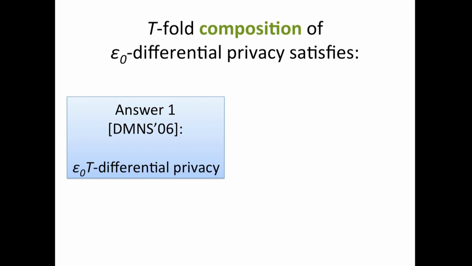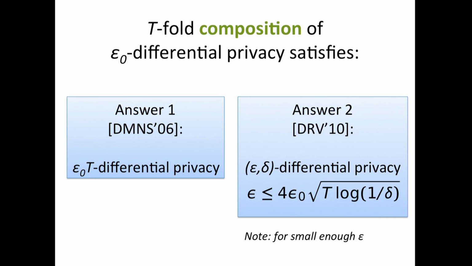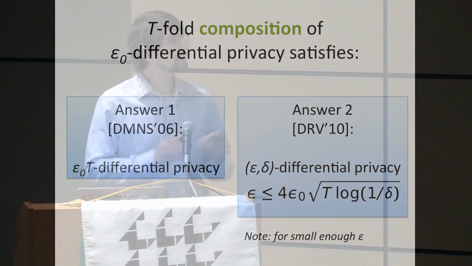And if you allow yourself a non-zero delta, so if you go to epsilon delta differential privacy, you can actually get something much stronger, namely a square root t dependence. Instead of eating this linear dependence on t, you get a square root of t, and you also get a square root log 1 over delta dependence. But then you get epsilon delta differential privacy overall for this value of epsilon. This was shown by Dwork, Rothblum, and Vadhan. It's a more general composition theorem.